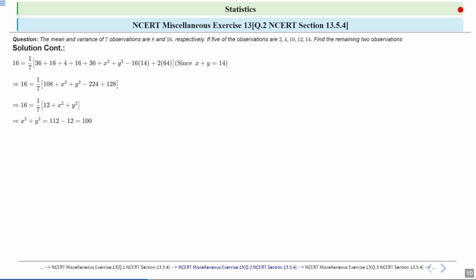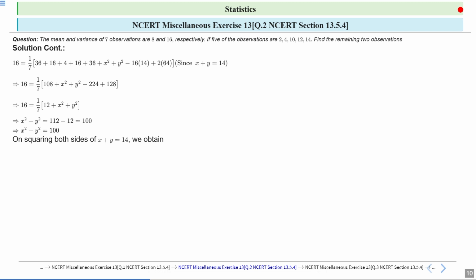Now to isolate x square plus y square, multiply both sides by 7 to get 112 equal to 12 plus x square plus y square. Then subtract 12 from both sides to get x square plus y square equal to 100. So we found that x square plus y square is 100.